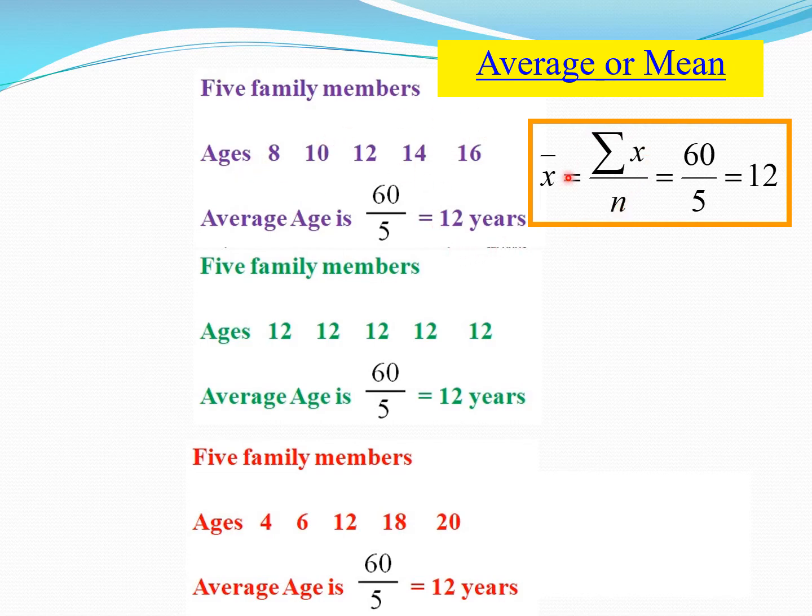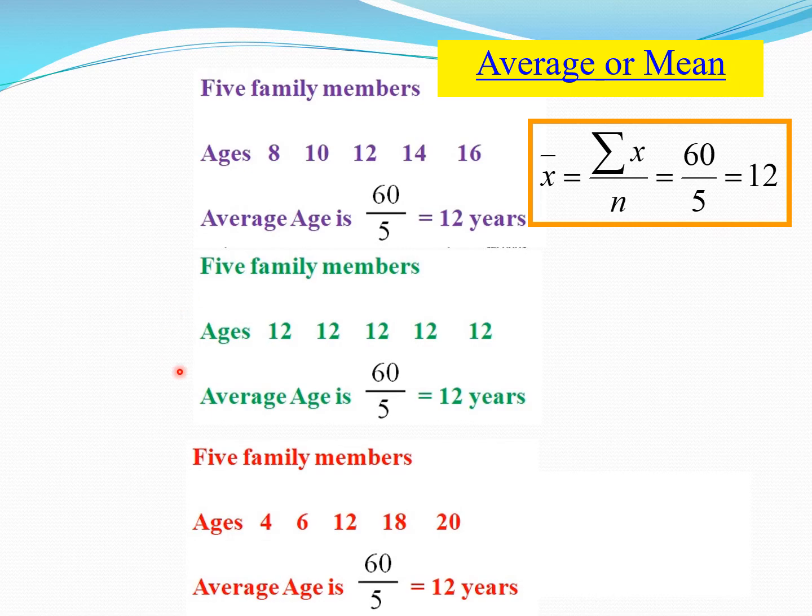And here's the notation that we're going to use. The average, we call it x bar, is equal to the sum of the ages. That symbol means the sum. It's the sum of the ages. In this case, the sum of the ages is 60, and we divide by the number of family members. Here the number of family members is 5. So x bar, which means the average or the mean age, is equal to 12.